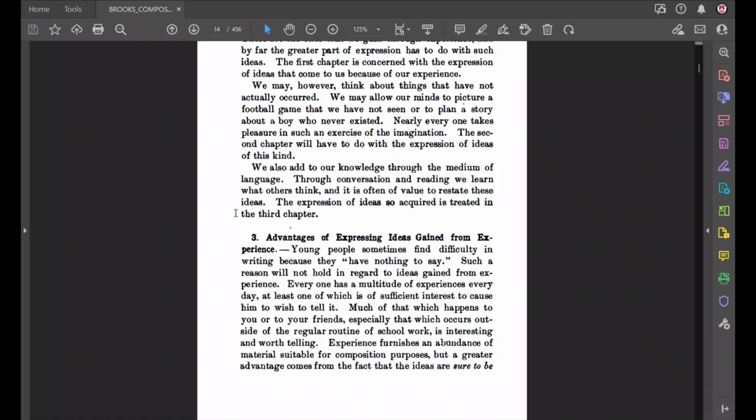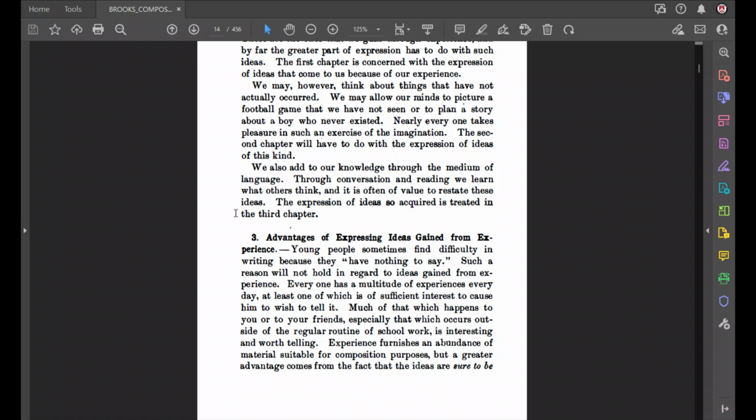Such a reason will not hold in regard to ideas gained from experience. You can't say, I have nothing to say about your experience, right? If I asked you, what did you do yesterday? You can't say, I have nothing to say, right? If I say, what did you get for Christmas? You can't say, I have nothing to say. What did you do last summer? You can't say, I have nothing to say. I don't know what to write.